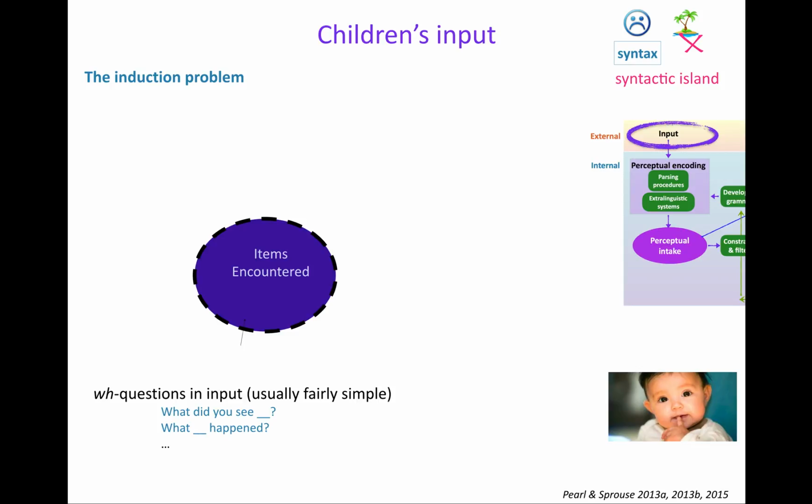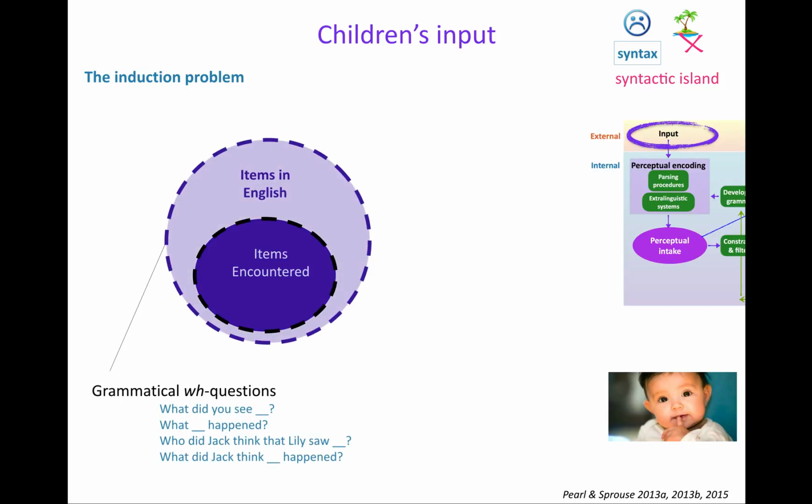So if we're thinking about this for syntactic islands, and in particular, really focusing on it with respect to WH questions, the WH questions that children encounter in their input are usually fairly simple. These are things like, what did you see, or what happened? Very short. These are, in fact, the two most common dependencies that they'll encounter, which will account for like 90% of English kids' input, right?